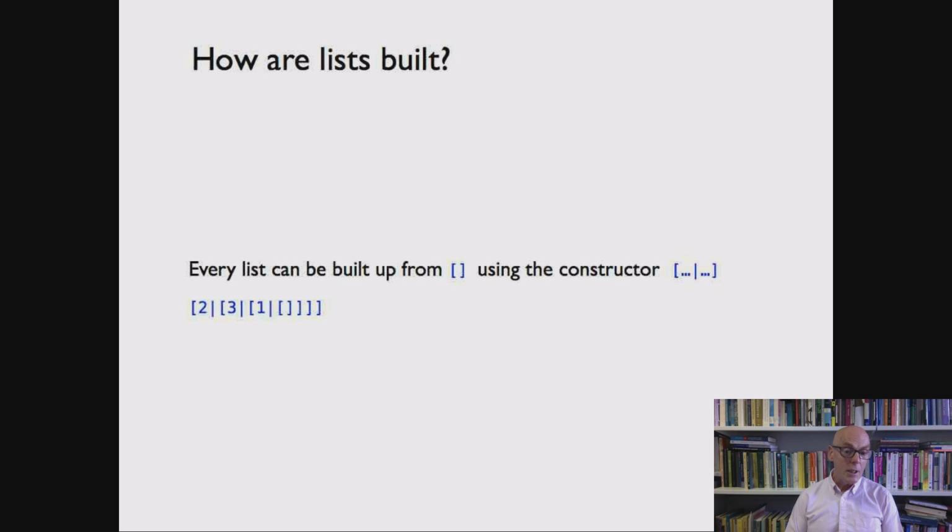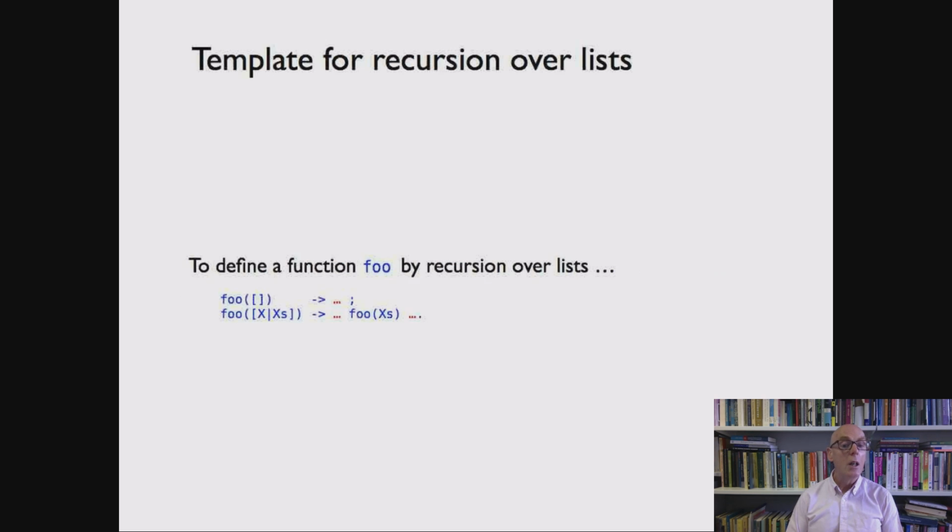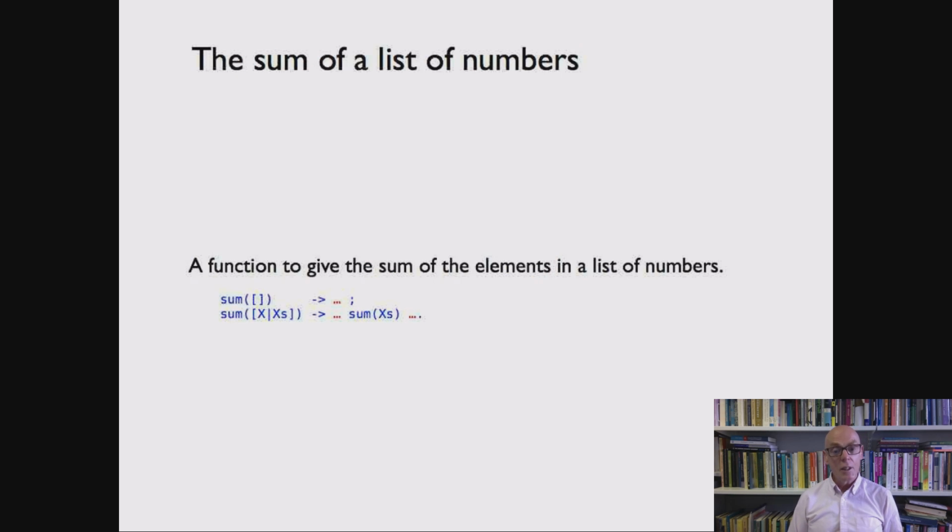And so we can use that insight when we define a function. So our template for recursion over lists is to say, here's the answer for an empty list, and here's the answer for a list x cons x's using the answer for x's, because we know that every list is built up by sticking an element on the front of another list. We just saw that in the previous example. So we give the answer outright for an empty list, and we give the answer for x cons x's in terms of x's.